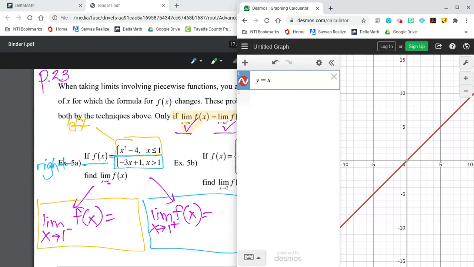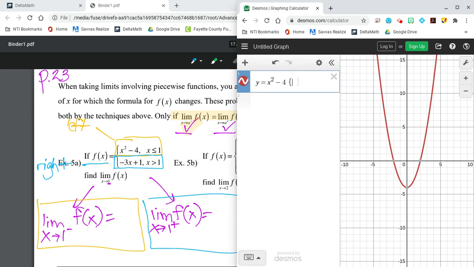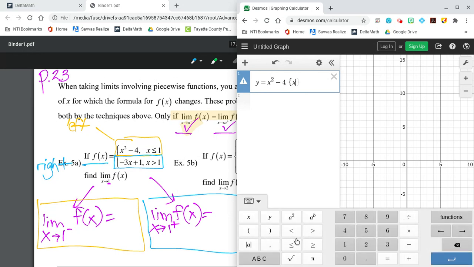And you can type in a piecewise function. You just have to do it a little bit differently than the way it's written. So I'll show you what it looks like when you type in a piecewise function. So I'm going to type in the first line, y equals x squared minus 4, which is a parabola, but I need this to be a piecewise function. And I only want to graph x squared minus 4 as long as the x values that go in for x are less than or equal to 1. So I'm going to use the brace button and say, use that when x is less than or equal to 1, and then close the brace.